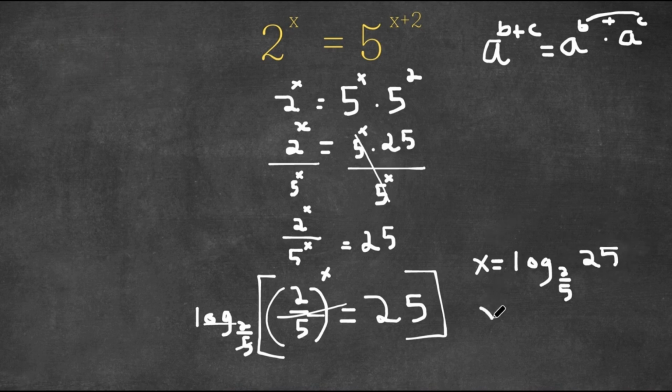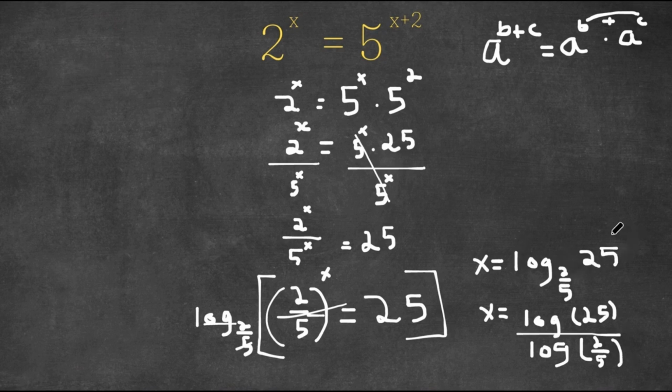And this is actually equal to, using the change of base formula, which is an important property of logarithms, log 25 over log 2/5. The change of base formula states that if we have a logarithm like this, this equals log of this over the log of the base.